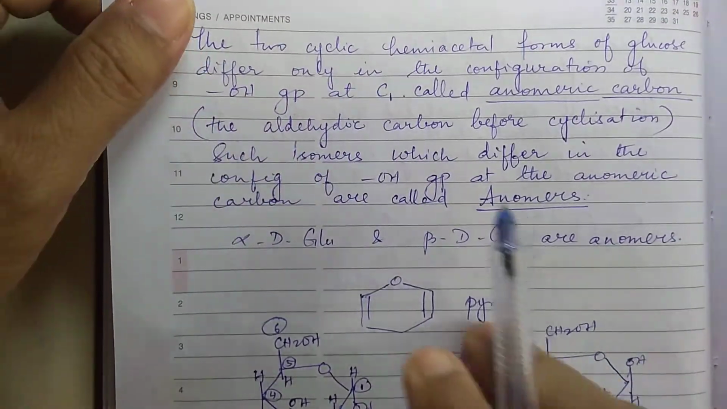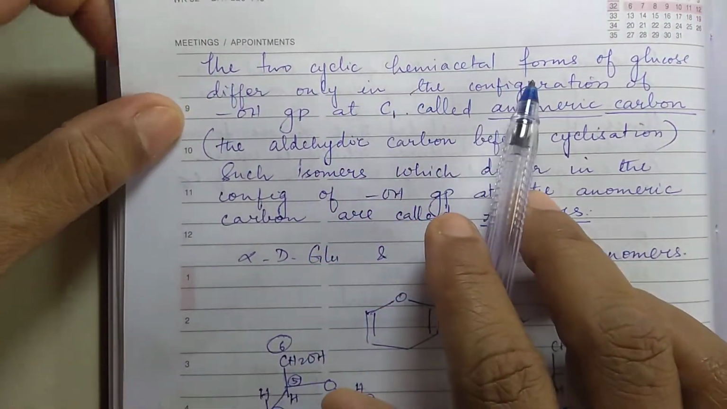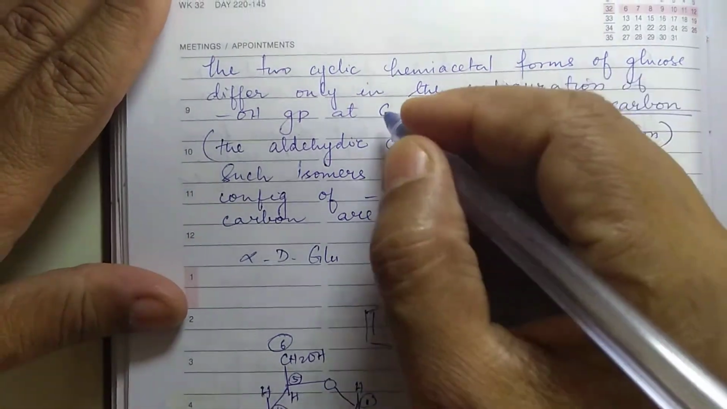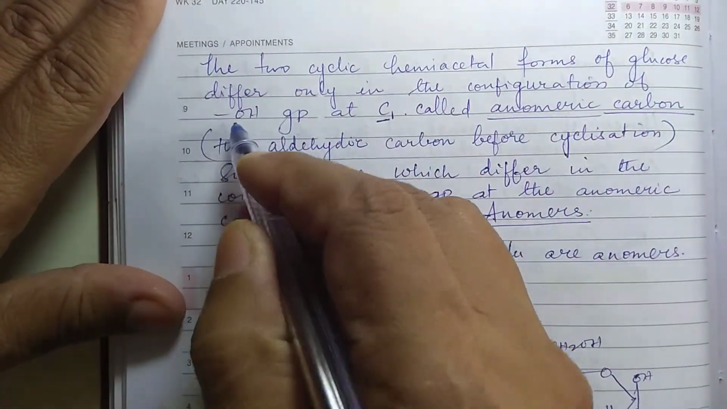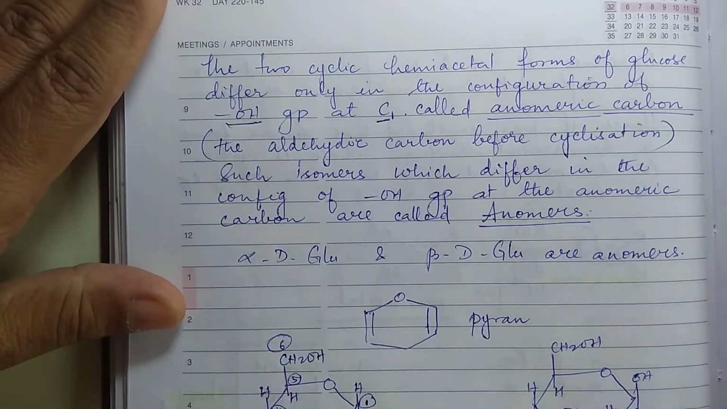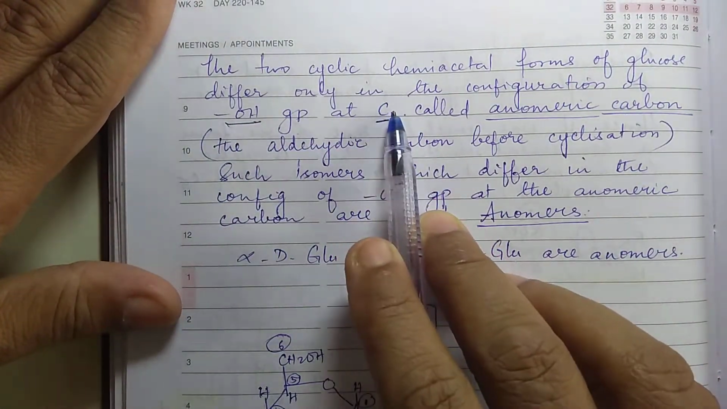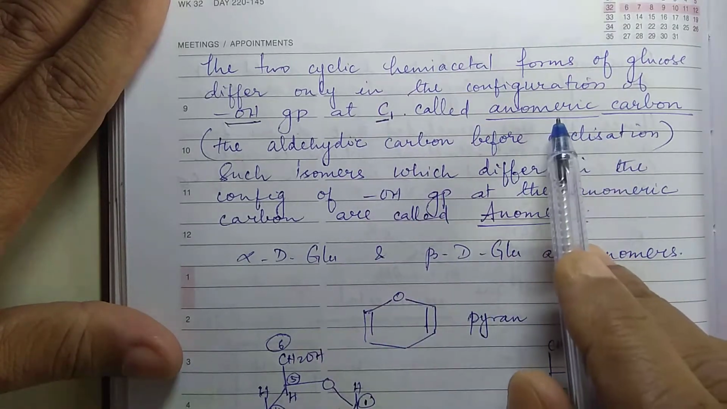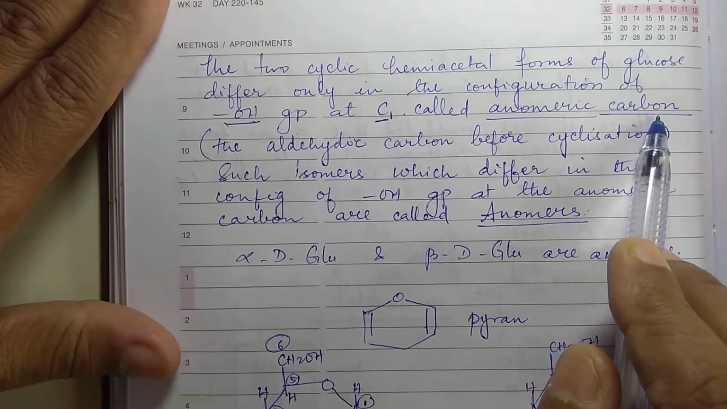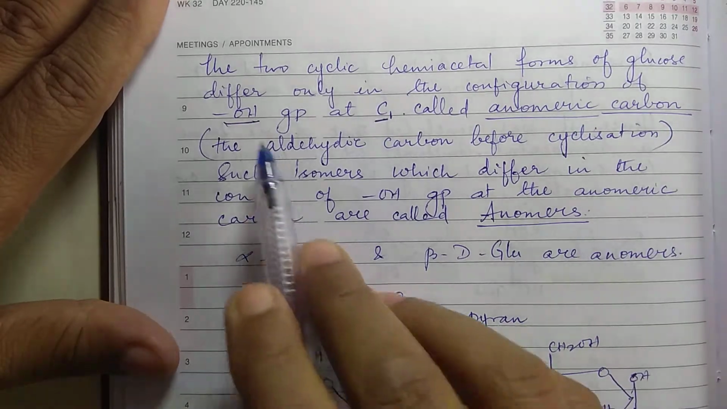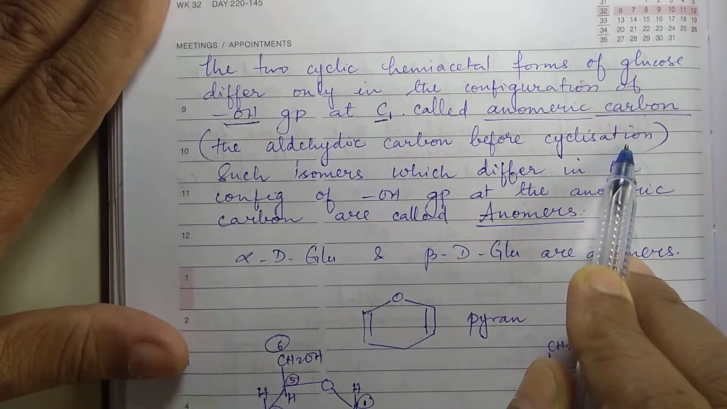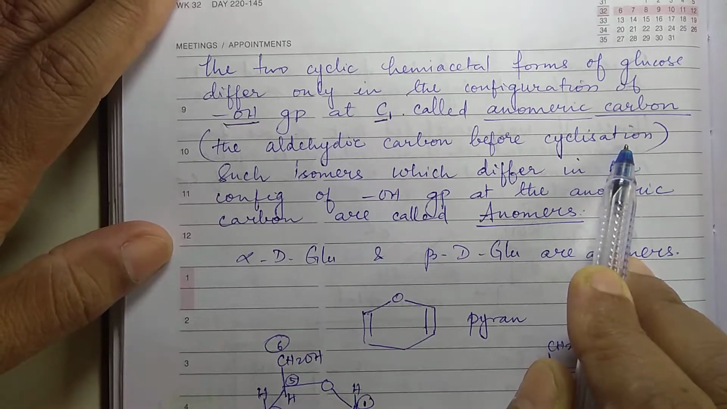Now, the two cyclic hemiacetal forms of glucose, where do they differ? They differ in the position of OH group at C1. Is it not? Now, what is that C1 position, that carbonyl carbon? It is called anomeric carbon. What is anomeric carbon? It is the aldehyde carbon before cyclization. That is called anomeric carbon.